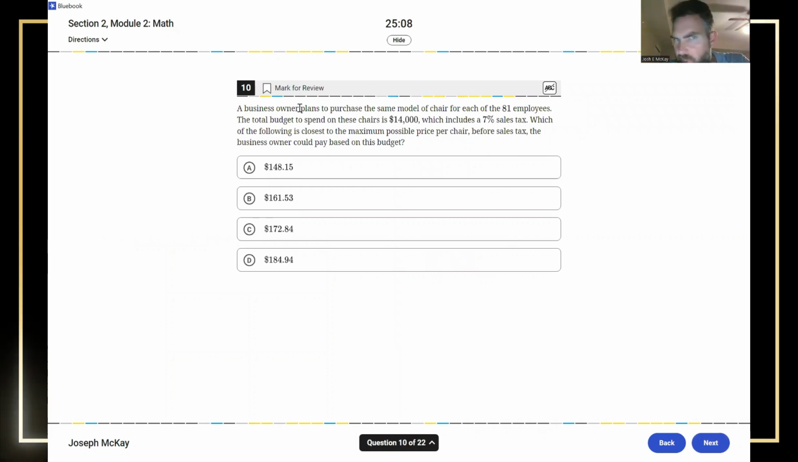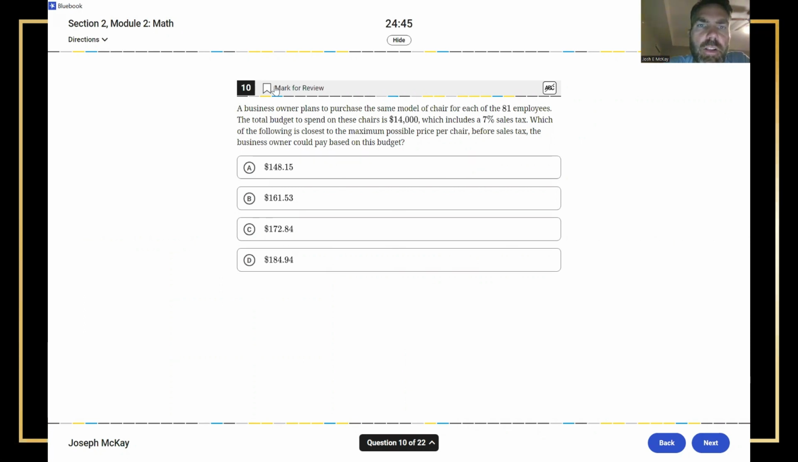A business owner plans to purchase the same model of chair for each of the 81 employees. The total budget is $14,000, which includes a 7% sales tax. Which of the following is close to the maximum possible price per chair before sales tax the business owner could pay based on the budget?